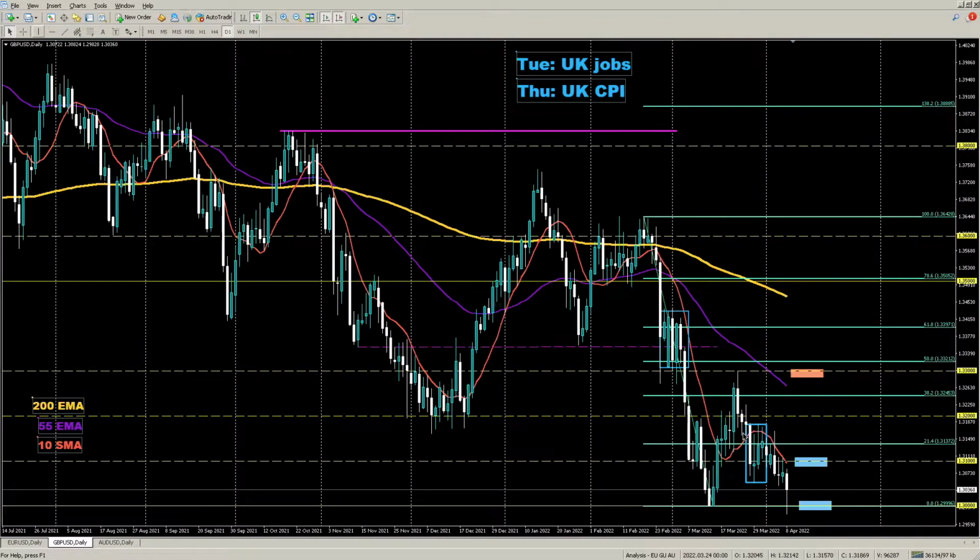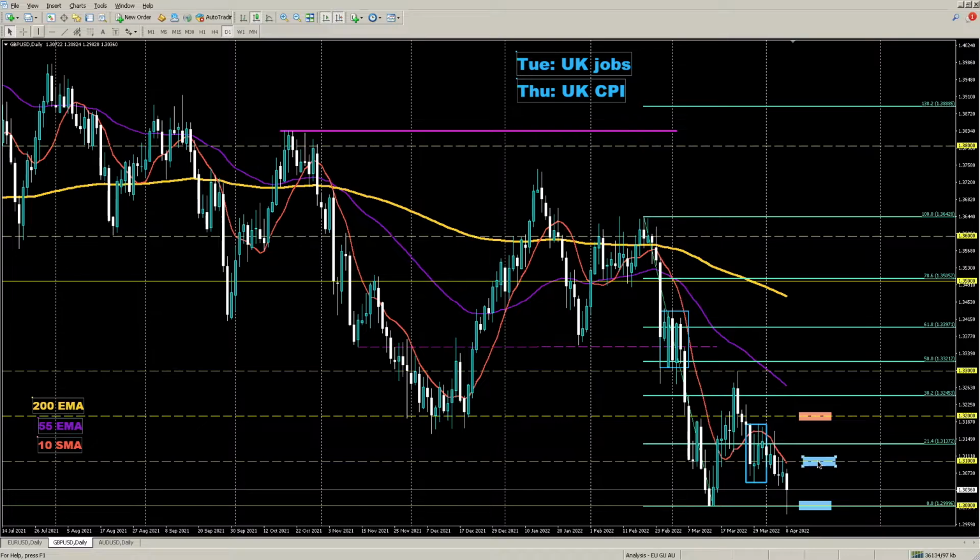where it has also similarly drifted lower, but this time the cable has dipped lower to test the swing low before finding some support and pulling back up on Friday. So this resistance zone is quite safe, and I think we can move it back down to the 132 level.